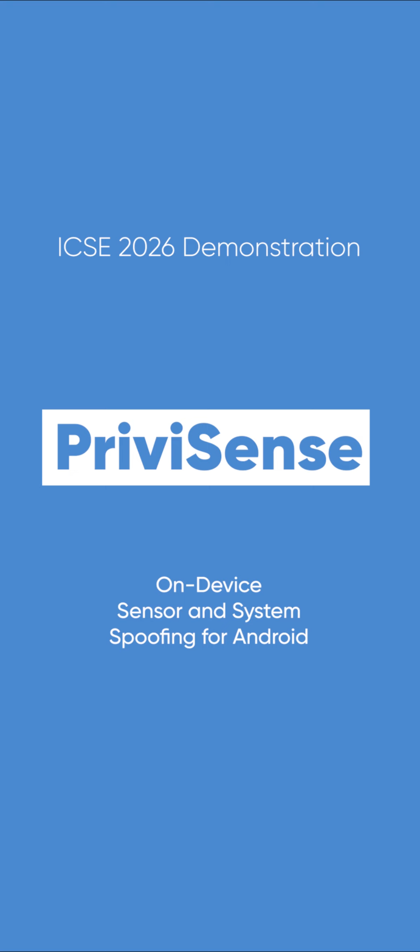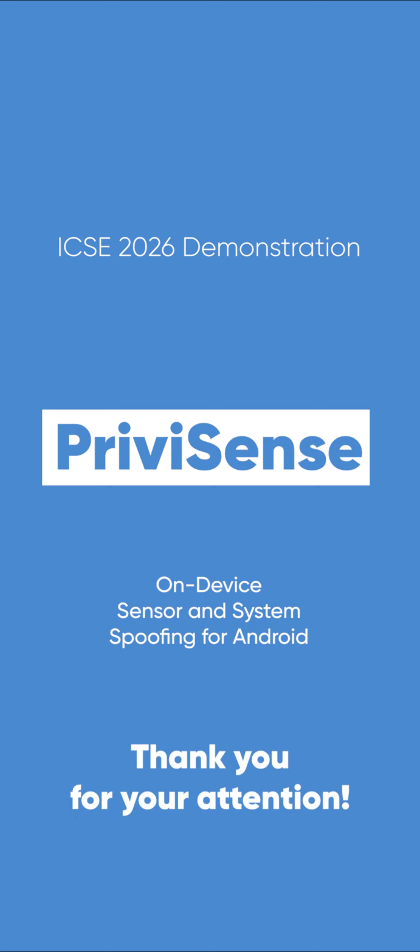This concludes the demonstration of PriviSense. All spoofing was performed locally on a rooted test device. To prevent misuse, the full code will not be released publicly, but can be shared responsibly with verified researchers upon request.